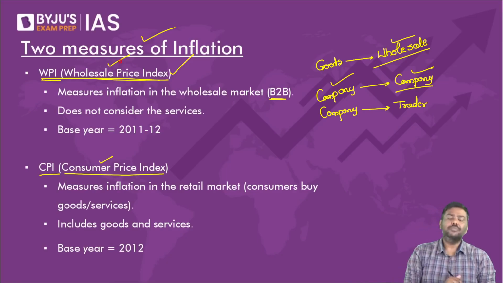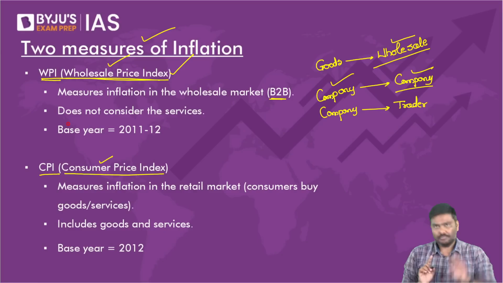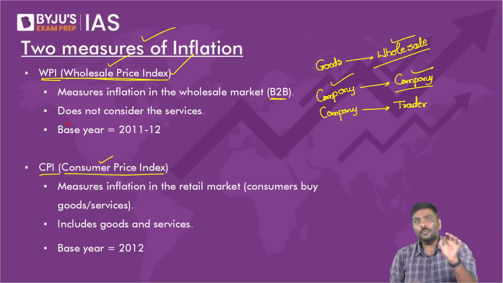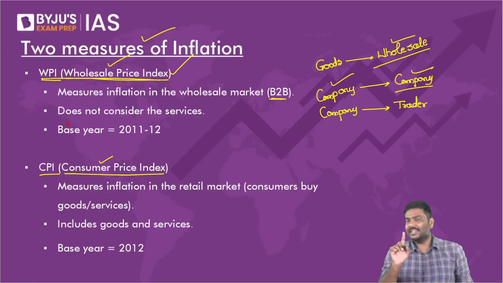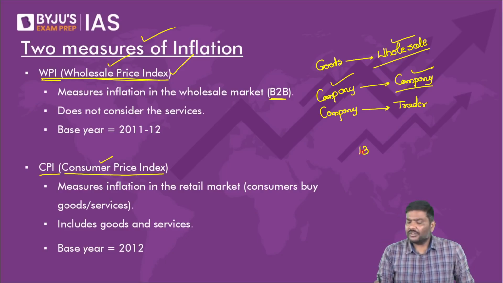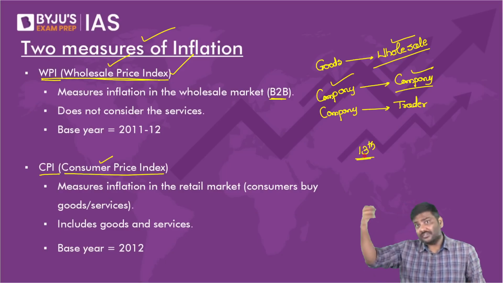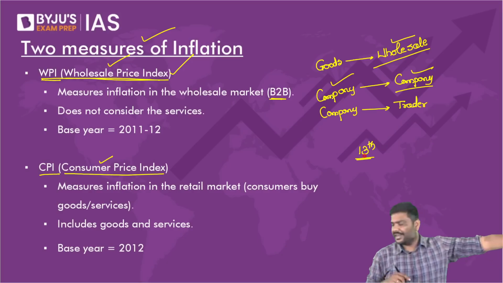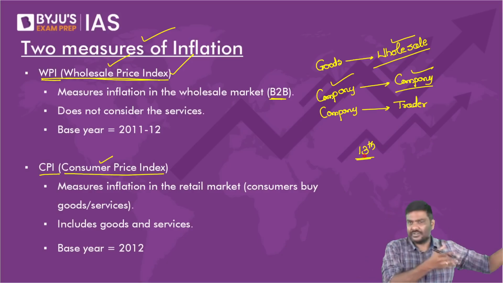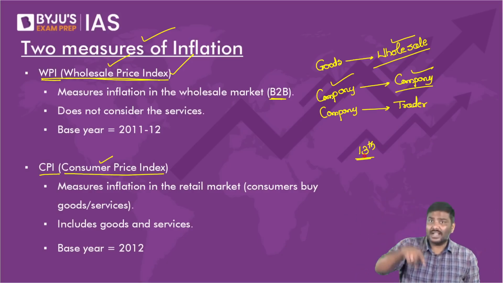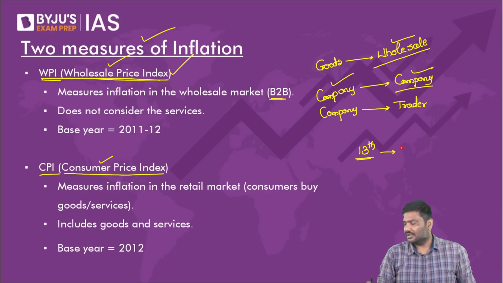Point number two, the WPI is published for every month. For example, this is my advice to you. On the 13th of next month, because the 13th of this month is already over and we started classes after that, on the 13th of August, please read the newspaper. Any newspaper that you want, doesn't matter.